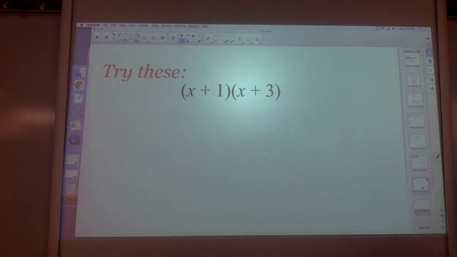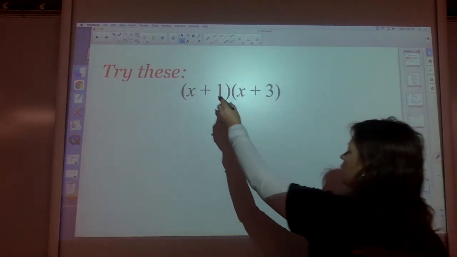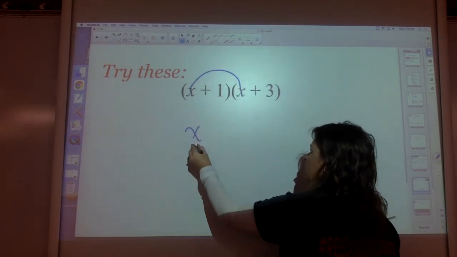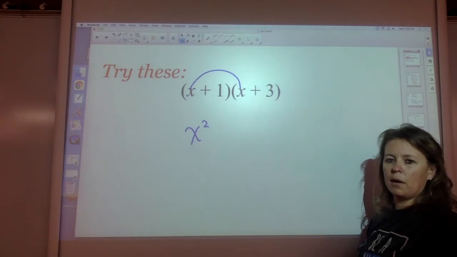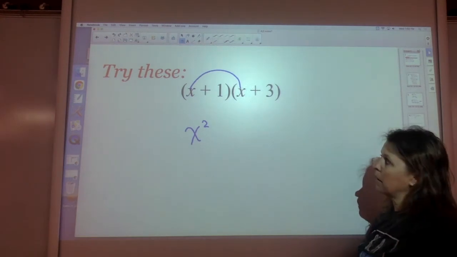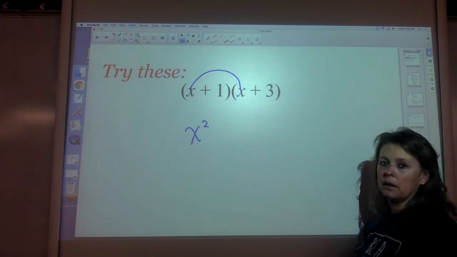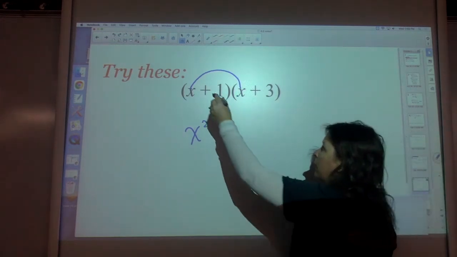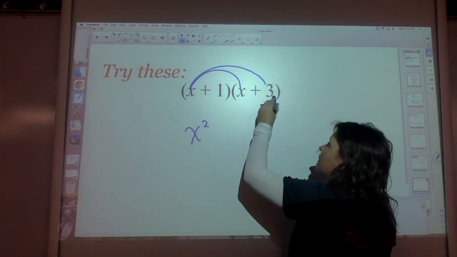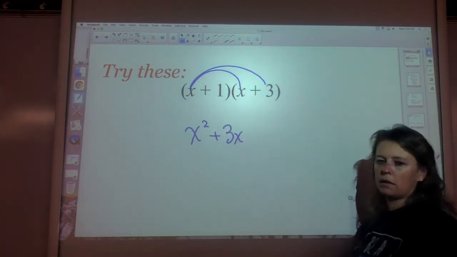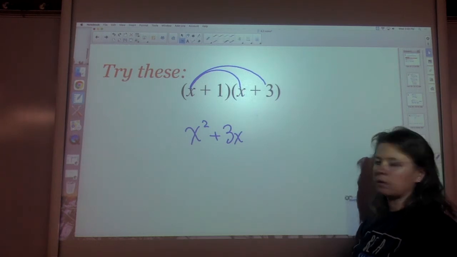So try these: x plus 1 times x plus 3. I'm not going to change a bunch of colors for you, but we're going to do first. The x is going to have to go twice. X times x is x squared. So hopefully you did well with your exponents unit and your polynomials unit, because we're going to have to work on these. X times a positive 3 is plus 3x, and of course you'll always put the 3 first. The coefficient goes in front.